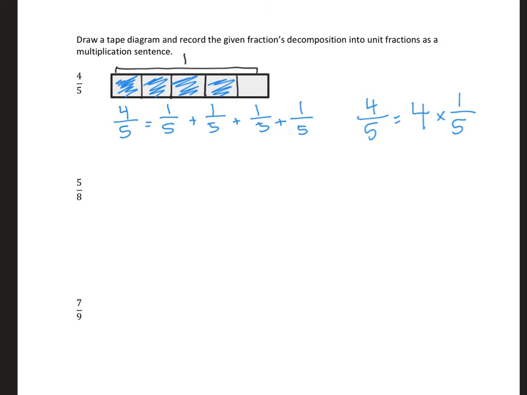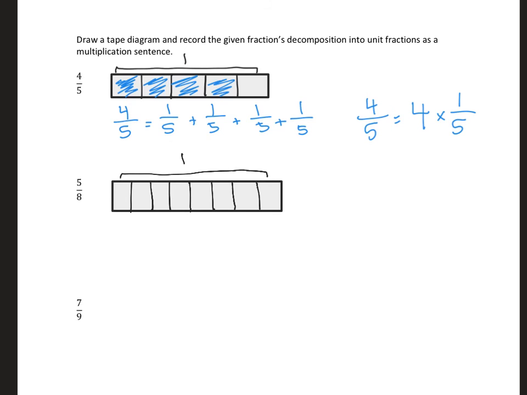All right, moving down to the next one. All right, we have 5/8. So I am going to divide this into 8 pieces. And I know that all 8 pieces are going to equal 1 whole because 8 is my denominator. And I'm going to shade in 5 because 5 is my numerator. 1, 2, 3, 4, 5.